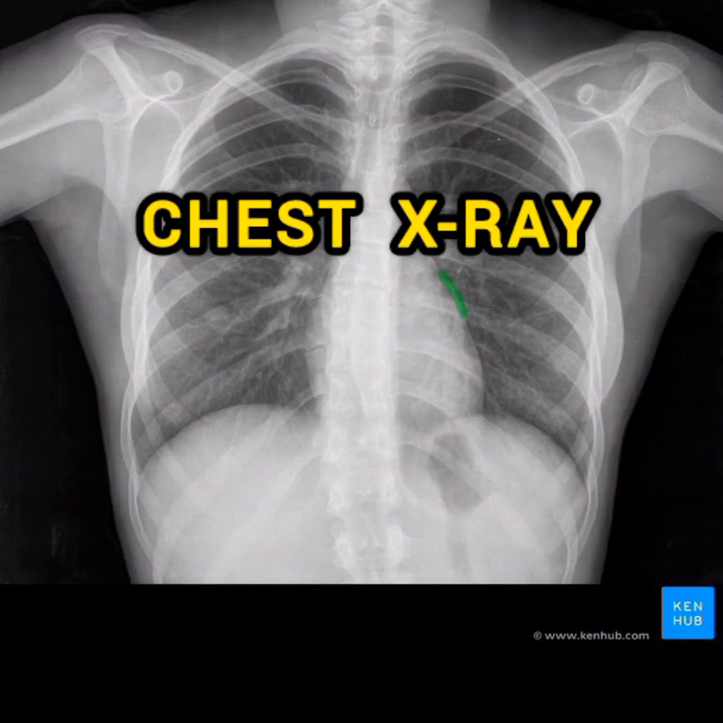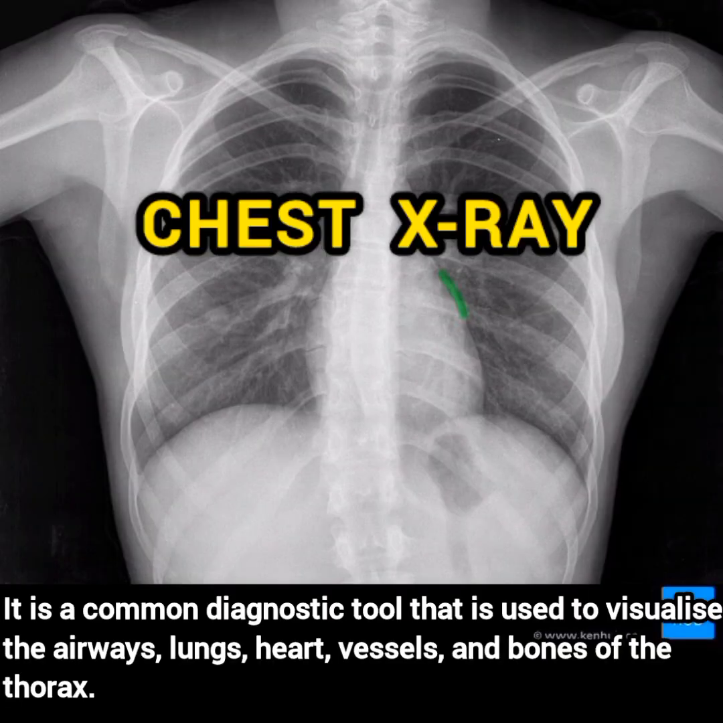Chest X-ray. It is a common diagnostic tool that is used to visualize the airways, the lungs, the heart, the vessels, and the bones of the thorax. The organs in the thorax as presented on chest X-ray.